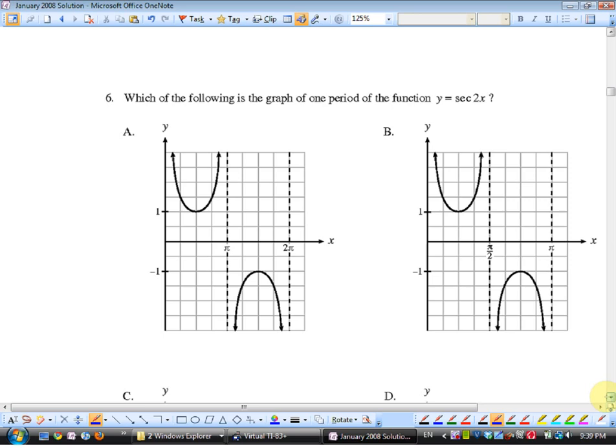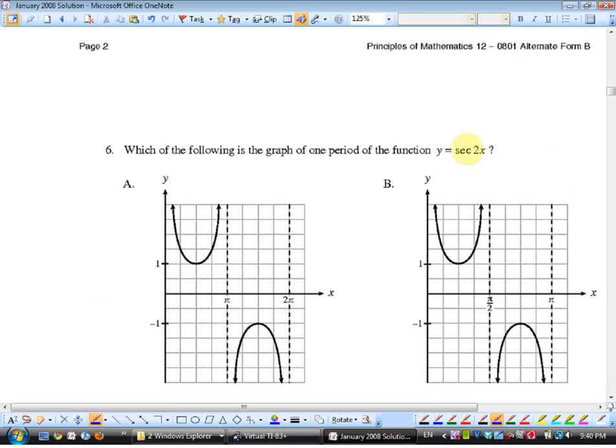Number 6, which of the following is the graph of one period of the function y equals secant of 2x? Well, let's see. Secant goes with cosine. Cos x would look like this. Starts up here, ends here. There's pi, there's 2 pi. Cosine would look something like that.